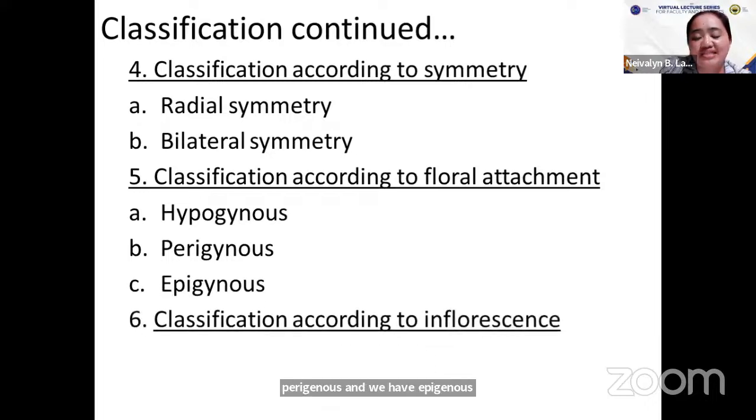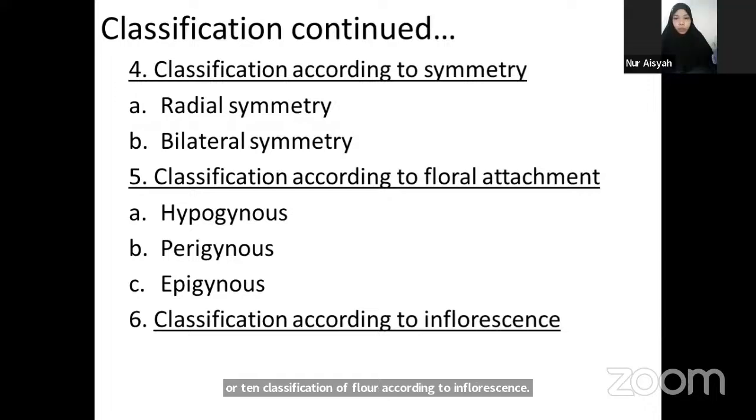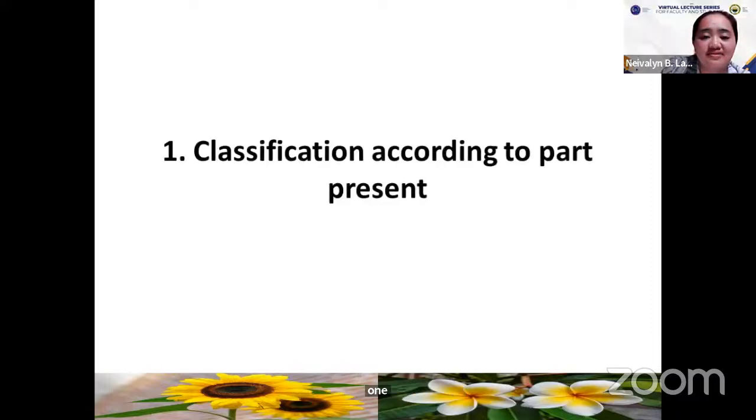And the sixth one is according to inflorescence. Actually, there are more or less 9 or 10 classifications of flowers according to inflorescence. All of this will be discussed one at a time. Don't worry, we will be discussing these different classifications one at a time.